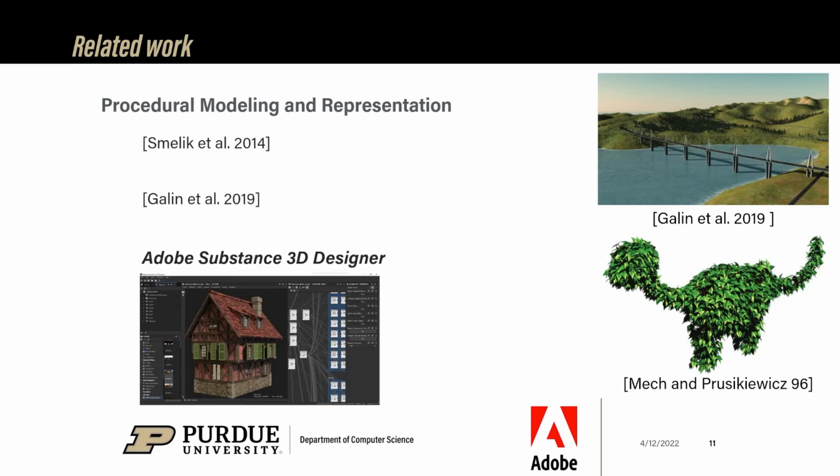There are three main categories of related work. The first category is procedural modeling and representation. I refer you to a survey paper from Smelik et al. And for more recent software for procedural modeling, of course, there is Adobe Substance 3D Designer, which is based on a node graph. Our system also uses a node graph, but it extends it and does not require the end user to know about it, as all the model editing happens in the viewport.